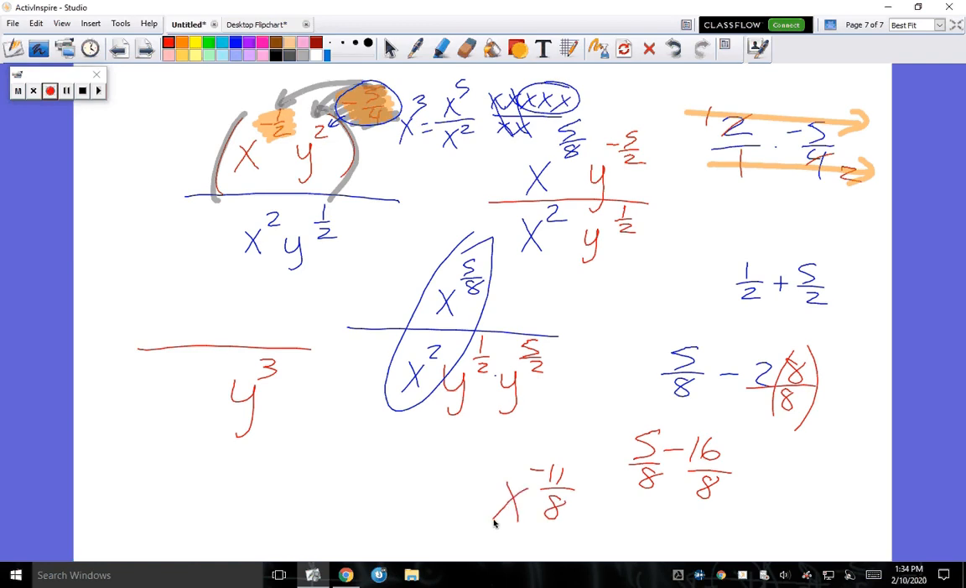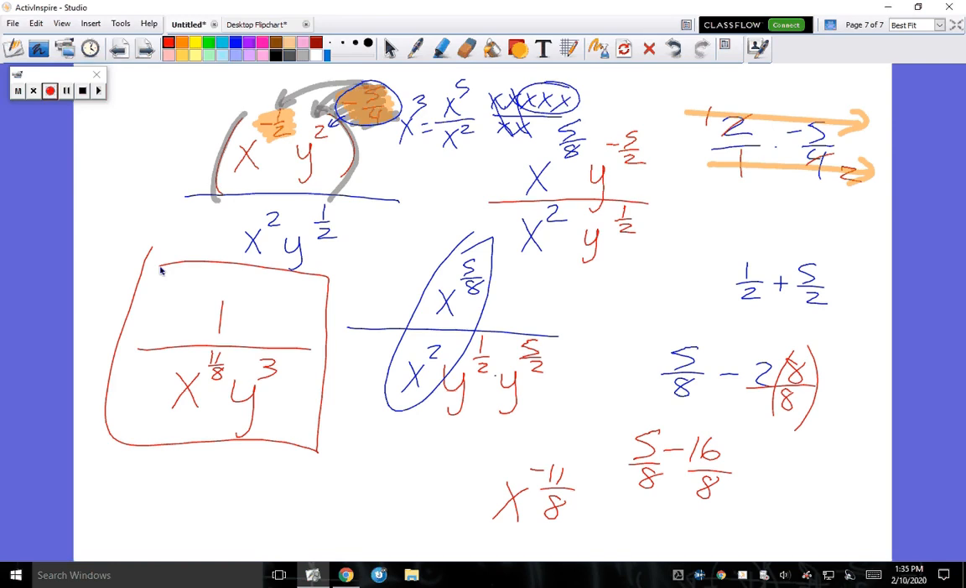You tell me, does that belong in the numerator or denominator? In the denominator. And when I move it, I will make it positive. 1 is understood. There's your answer. Ask me questions if you have them.